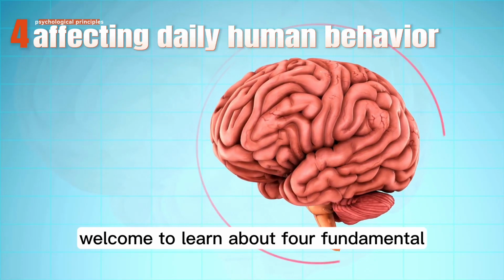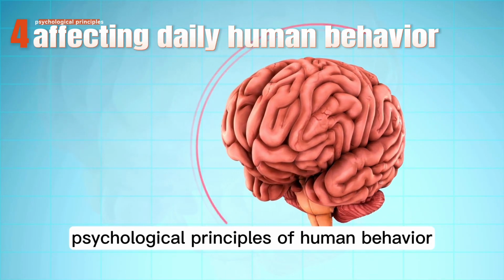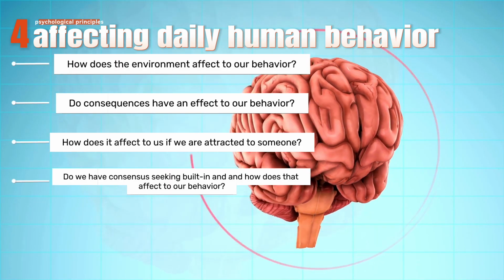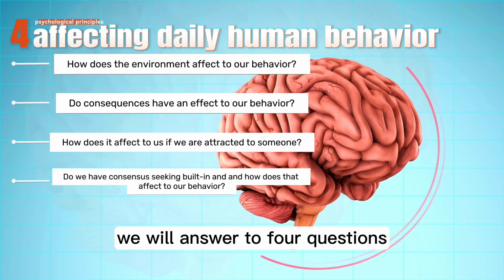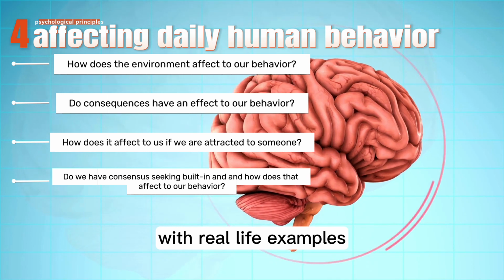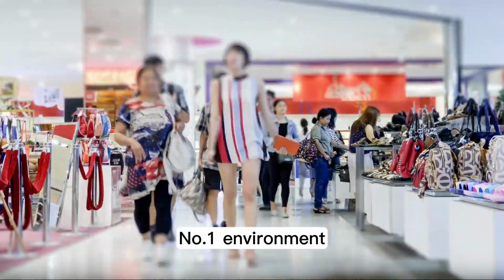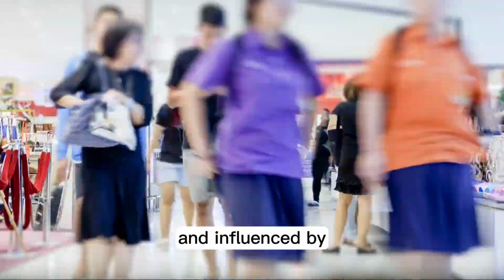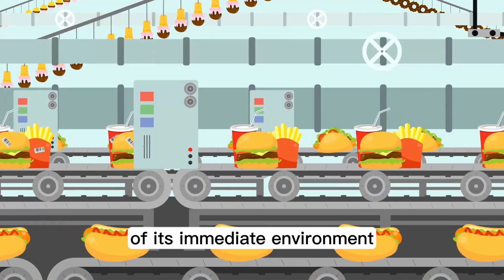Welcome to learn about 4 fundamental psychological principles of human behavior and how they apply to our daily lives. In this video, we will answer 4 questions with real-life examples. Number 1. Environment. People's behavior is largely a product and influenced by its immediate environment.